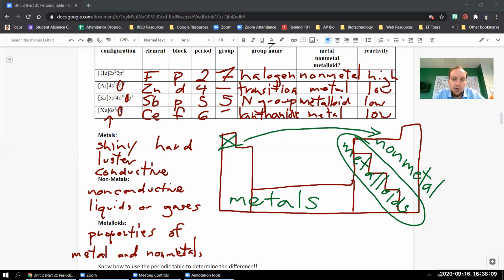So you might have noticed that the weirdest two elements that like to break a lot of the rules are the group, or the period one elements, hydrogen and helium. They're kind of the bad boys of the periodic table, if you will.